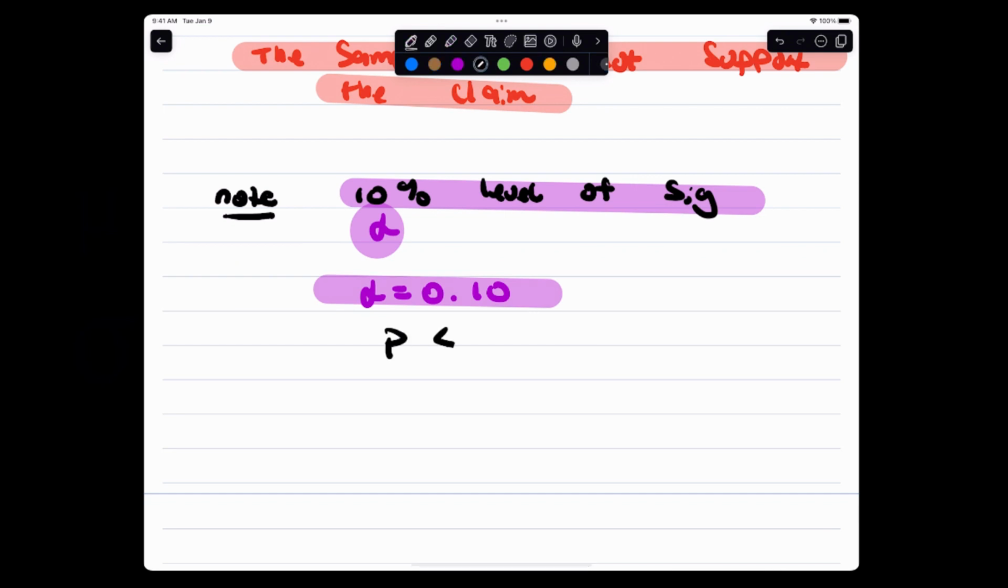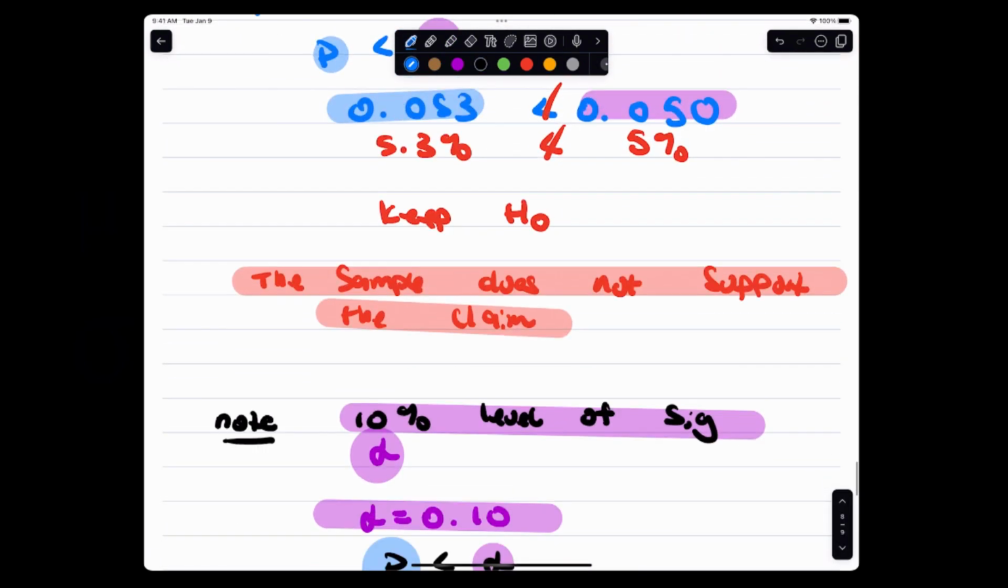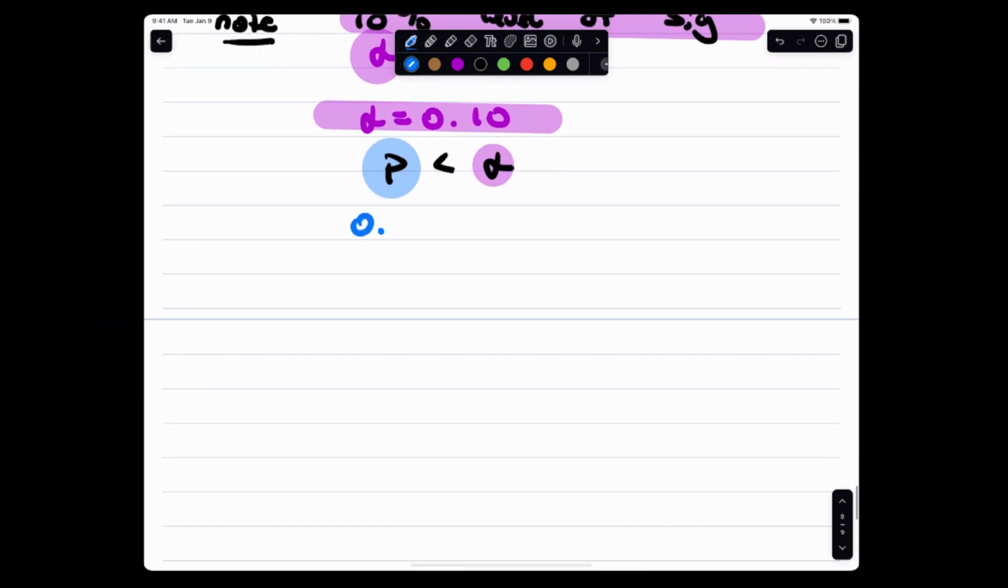That p-value is less than what? Alpha. What's your p-value, ladies and gentlemen? So if they gave us the 10% level of significance, okay, what would you guys say now?